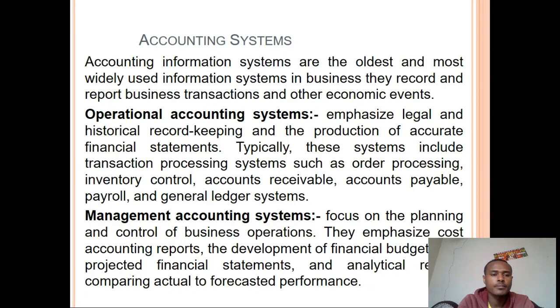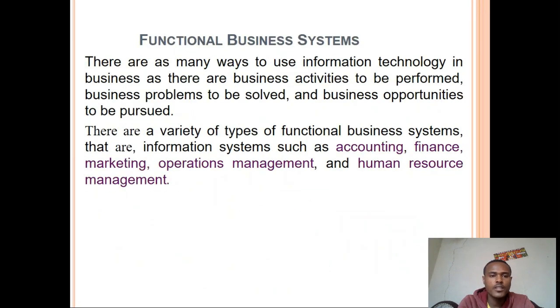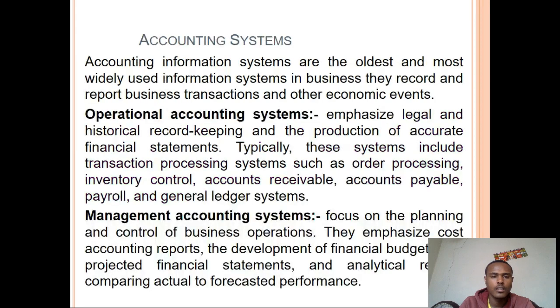Accounting system. Here we have seen different types of functional business systems, and we have listed accounting, finance, human resource, and so on. Now we are going to see each of them in detail. The first is the accounting system.